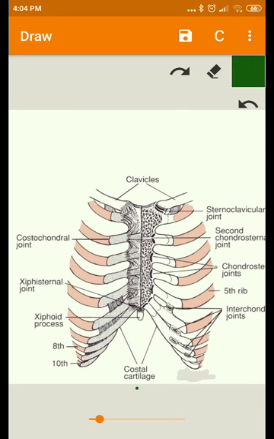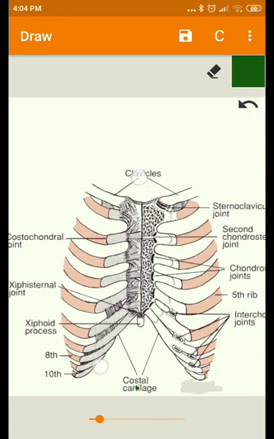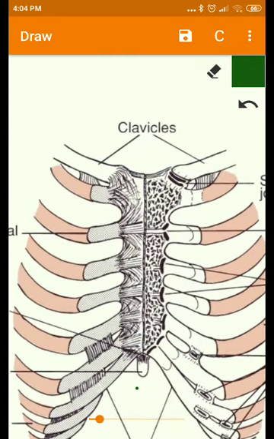Now we will see the costochondral joints. So you can see the costochondral joints here. Costa means rib, chondra means cartilage. This costal cartilage articulates with the anterior end of the rib and forms the costochondral joints.